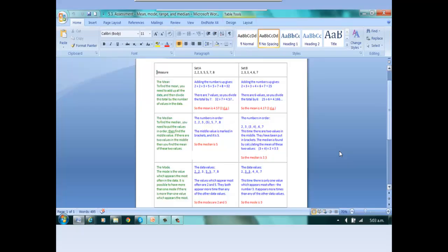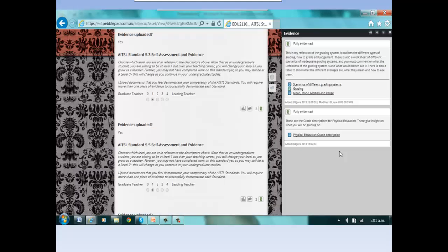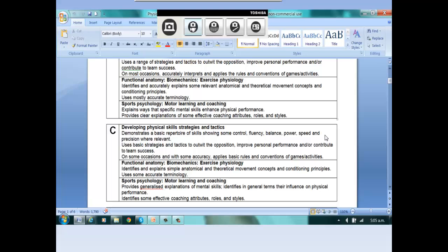And this is a table of different averages, and it explains what they mean, how to use them, and how to measure them. So that's a really good resource when you're grading. There is also a national grading system here, just underneath. It's used for health and physical education. That's an example of it. And this is an insight on what I'll be grading on pretty much, so it's a good resource to have.